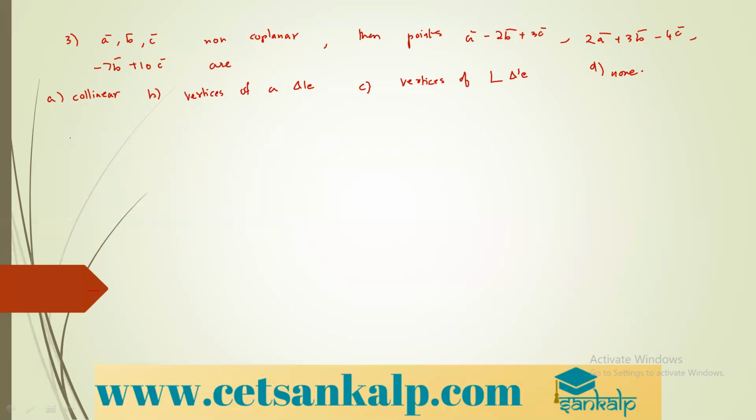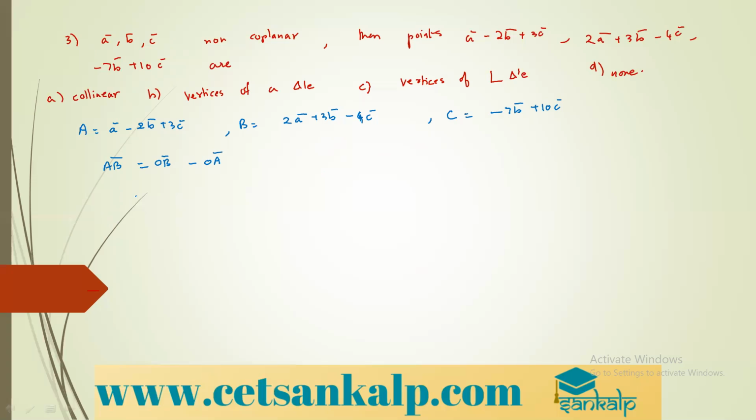So let us take the given points as A, B, C and O. A we will take as A minus 2B plus 3C. B we will take as 2A plus 3B minus 4C. And C we will take as minus 7B plus 10C. Let O be the origin. So we know that AB vector can be written as OB vector minus OA vector.